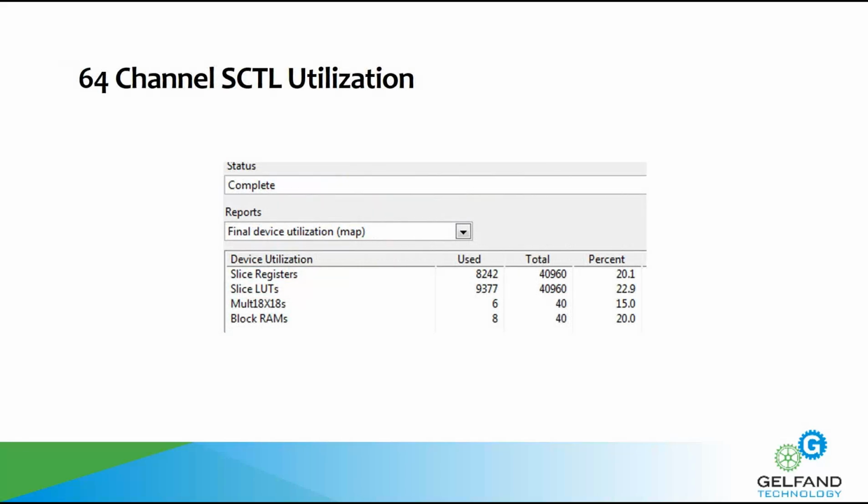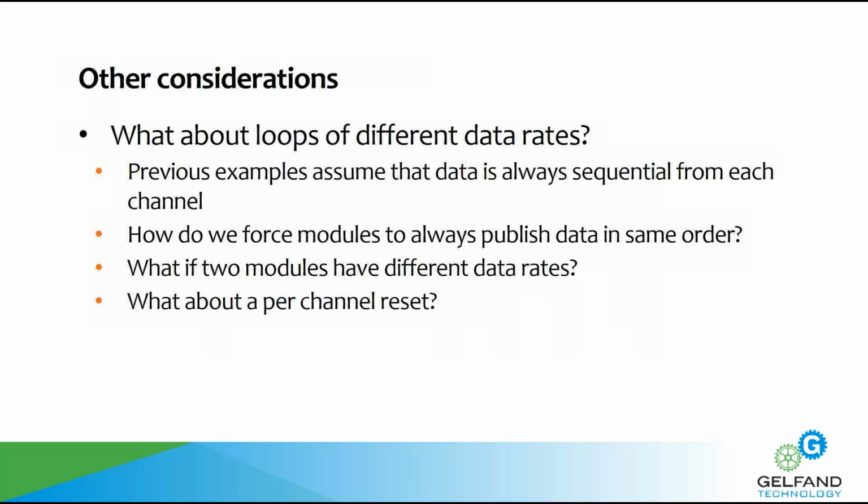So in doing this, we get our 64-channel utilization. We're using more block RAMs here, but still only about 20% of my FPGA. So there's other considerations. The particular analog module could operate in a high-resolution mode or a high-speed mode. For some of my channels, I needed high-speed mode. For some of them, I needed high-resolution mode.